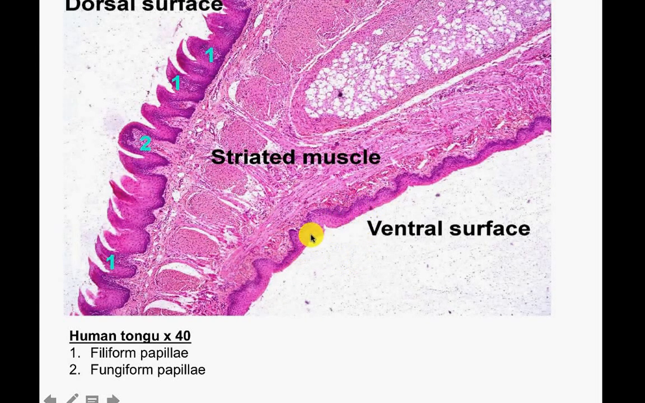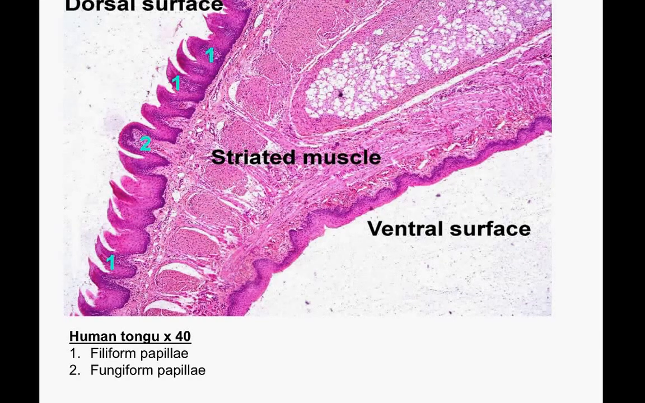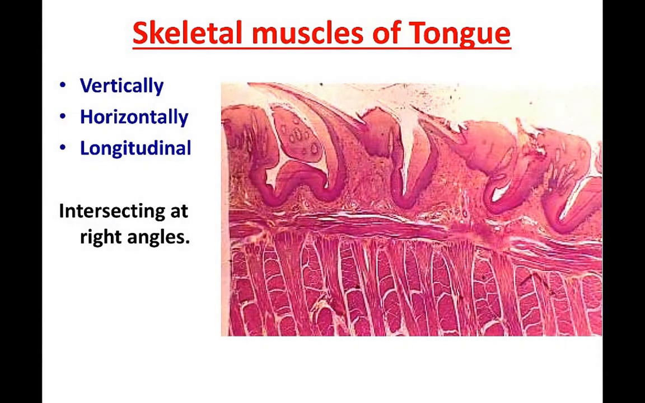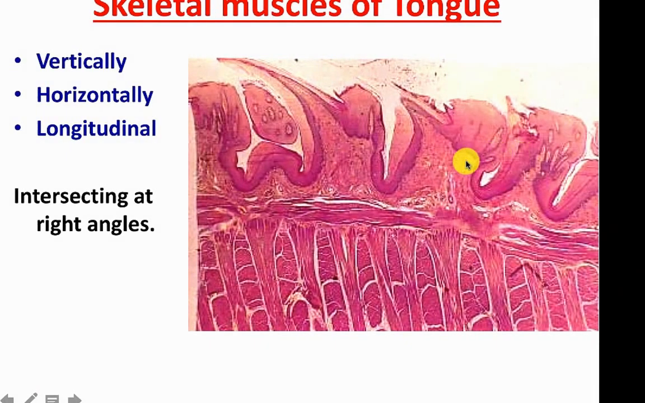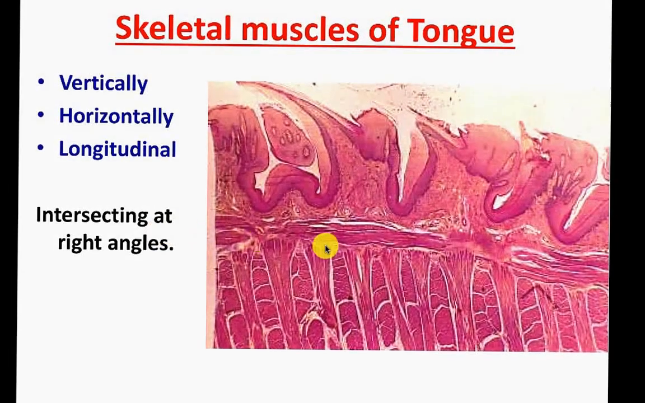And this is the ventral surface formed of non-keratinized stratified squamous epithelium, and here the filiform papillae are covered with keratinized epithelium, while the fungiform is covered with non-keratinized stratified squamous epithelium, so we say that the dorsum of the tongue is partially keratinized. Here we have also the dorsum of the tongue with the filiform papillae, the fungiform papillae, and the muscles. We have the longitudinally arranged, the vertically arranged, and those appearing as bundles of circular fibers, the transversely arranged. Take care, they are intersecting at right angles. The angle between the different directions is always a right angle.